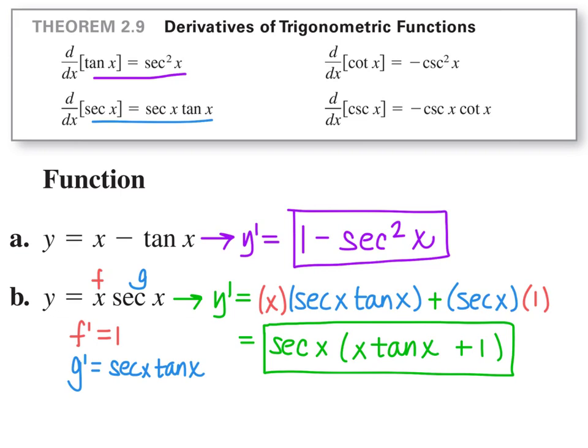First one is pretty simple. Derivative of x is 1. Derivative of cot x is going to be minus cosecant squared x. And then our second one here is just a little bit more complicated because I have a product rule. So I just find f prime and g prime, plug them all in, and I'm able to actually factor out a secant of x. And so what I'm left with here is secant of x times the quantity of x times tangent of x plus 1.